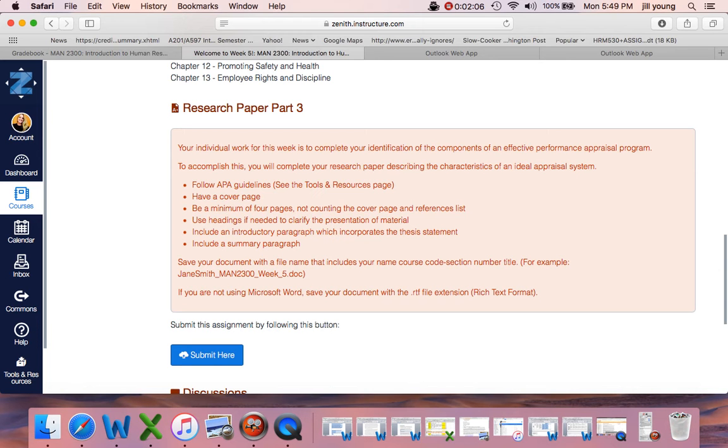A paper should have an introductory paragraph, and it should have a thesis statement, and the summary paragraph should be an effective conclusion that ties all the paper into a nice summary that gives you a final overview of the content of the paper. So that's what I'm looking for.